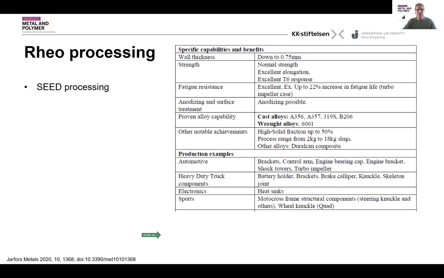For the SEDD process, the thin wall capability is not as dominant because they've been working mainly with high strength material. And they've been working with super performance applications. There are only 7 factories around the world that use this process, and therefore, the range of alloys being used is not as high. But it works at the highest level of solid fraction that we have in these 3 processes, and also produces fairly round parts. Next, please.